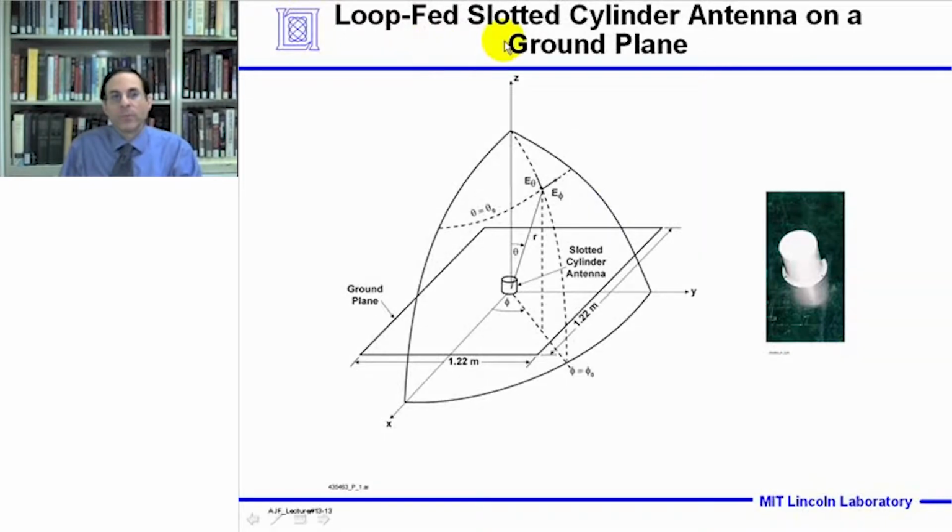This slide shows a loop-fed slotted cylinder antenna on a ground plane. The ground plane has dimensions 1.22 meters on a side. The loop-fed slotted cylinder antenna is located at the center of the square ground plane.